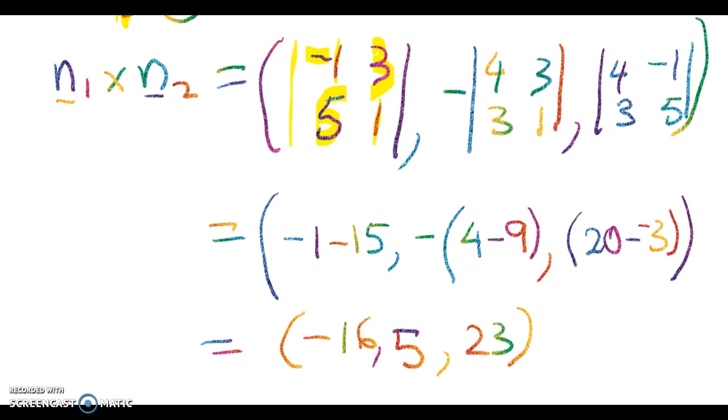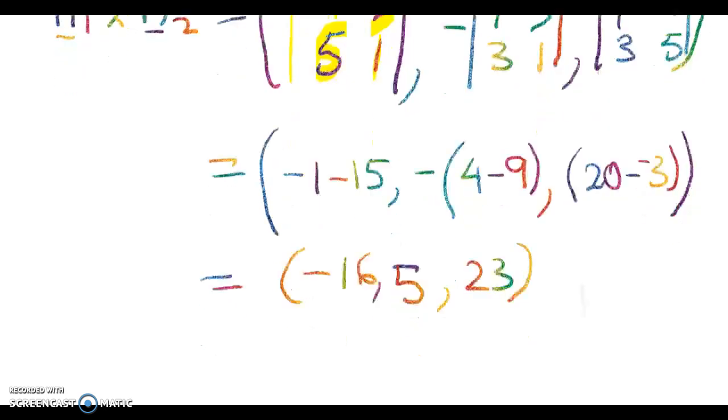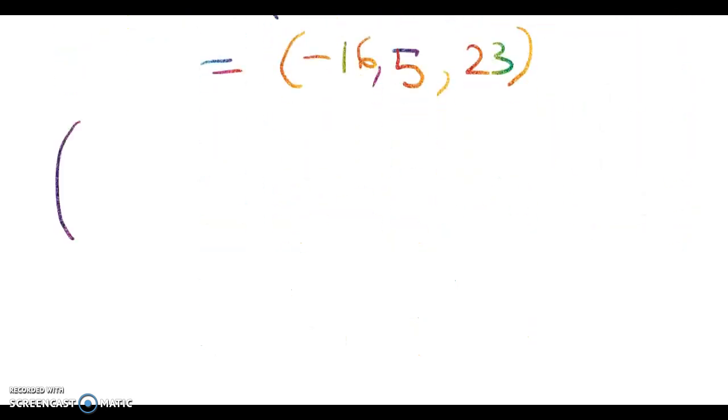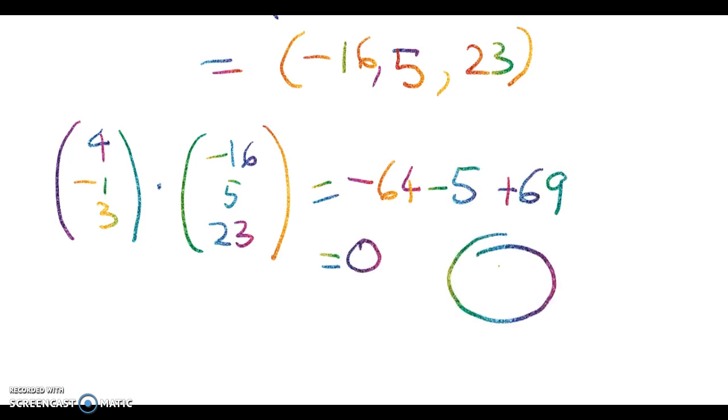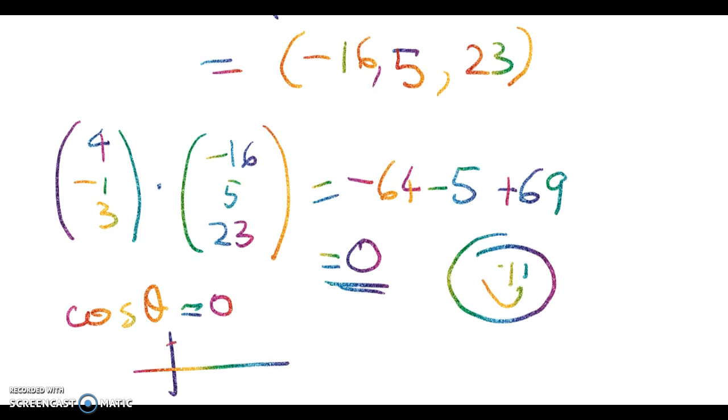Now, in case you don't believe me, we're going to check that they work. So we've got 4, -1, 3, dot -16, 5, and 23. That equals -64 minus 5 plus 69, which is 0. Okay, so we've shown that they're perpendicular because if I've got a dot product of 0, that means that cos theta is equal to 0, and that happens when theta is equal to 90 degrees.